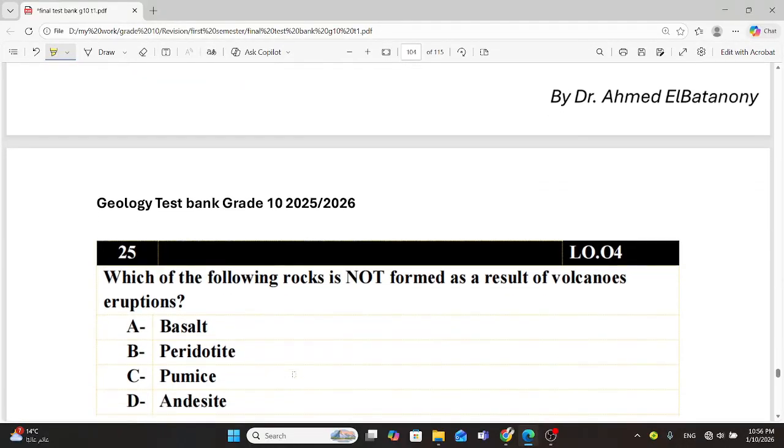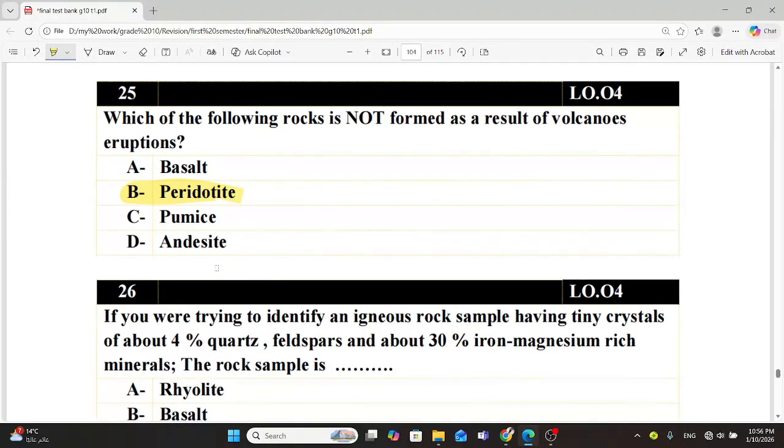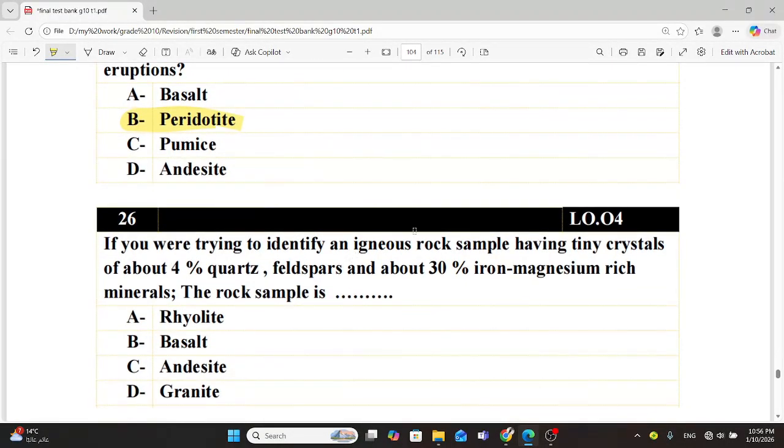Which of the following rocks isn't formed as a result of volcano eruption؟ basalt ولا peridotite ولا andesite ولا pumice؟ peridotite. اللي بعده if you were trying to identify an igneous rock sample having crystals of about 4% quartz, feldspar, and about 30% iron, magnesium rich mineral, the rock sample is rhyolite ولا basalt ولا andesite ولا granite؟ لا andesite.